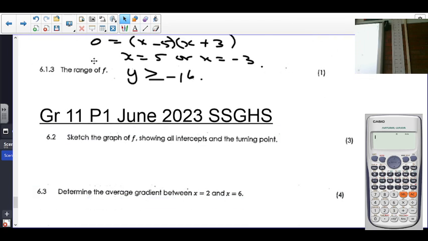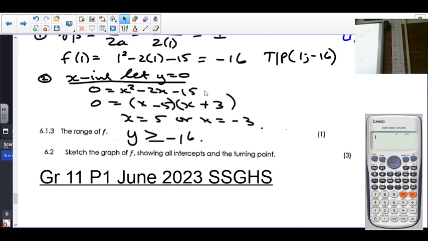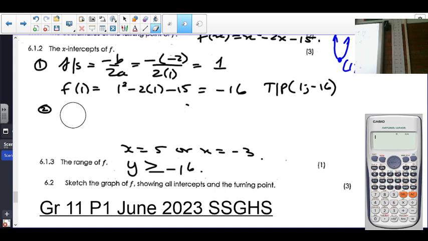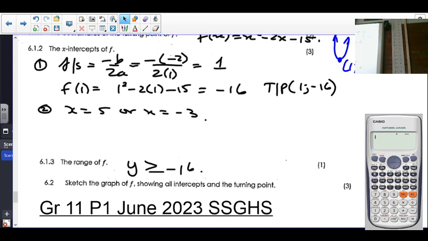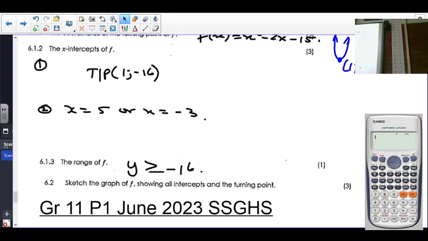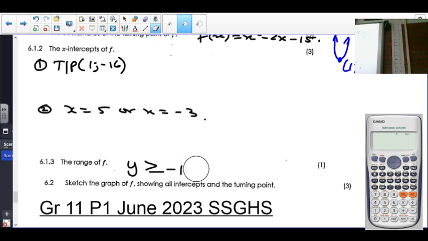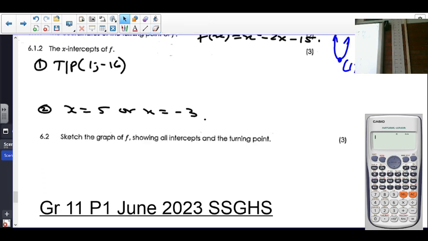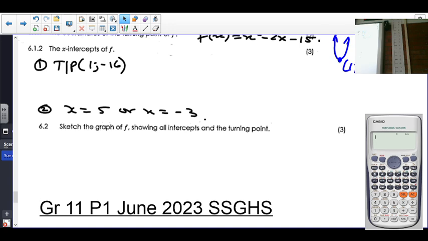That is number 3. Number 4 asks you to sketch the graph. So I'm going to take some of the stuff off here. So that is your x-intercept there. The turning point was determined as well in number 1. We don't need the range in order for us to draw the graph. So I'm going to take that off in the sketch. Okay.